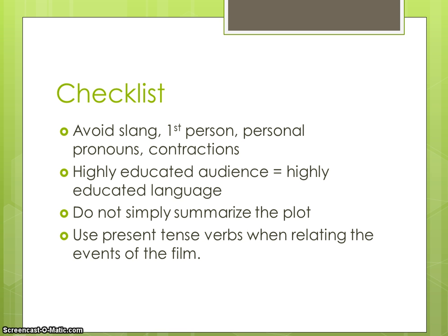One thing you need to be sure that you're doing as well is using present tense verbs when relating the events of the story. In other words, instead of saying James made his way to the surface, blah blah blah, it would be James makes his way to the surface, he removes the manhole cover, and then he exits into the snow, instead of using all the past tense verbs. So be sure that you're doing that as you relate the different events of the story.